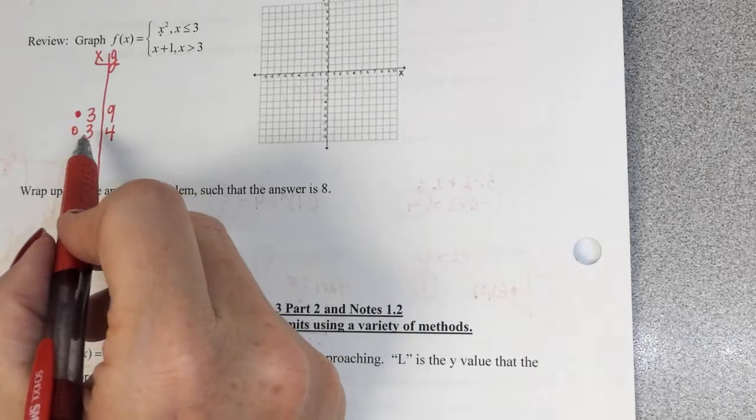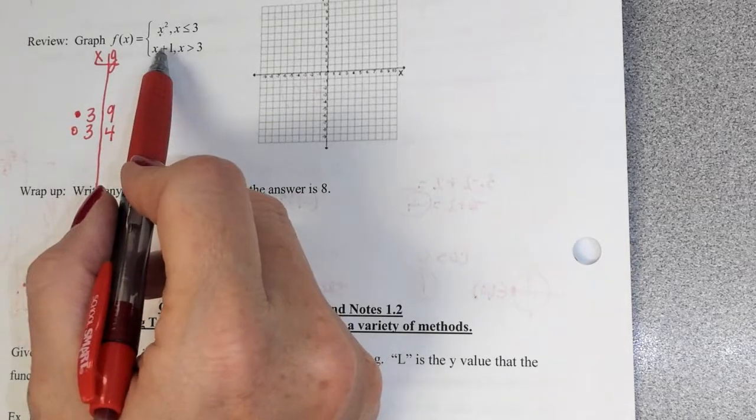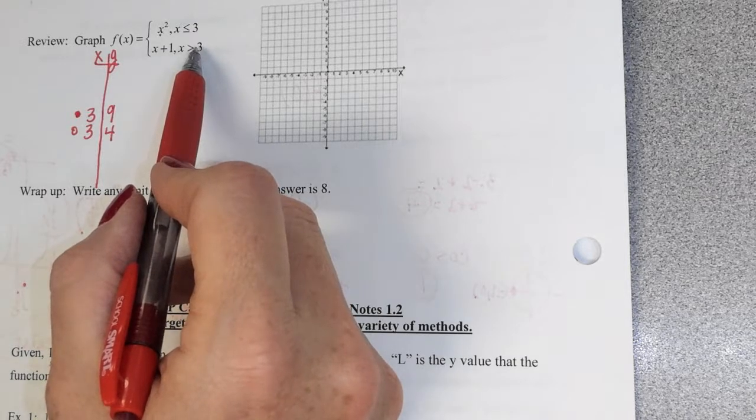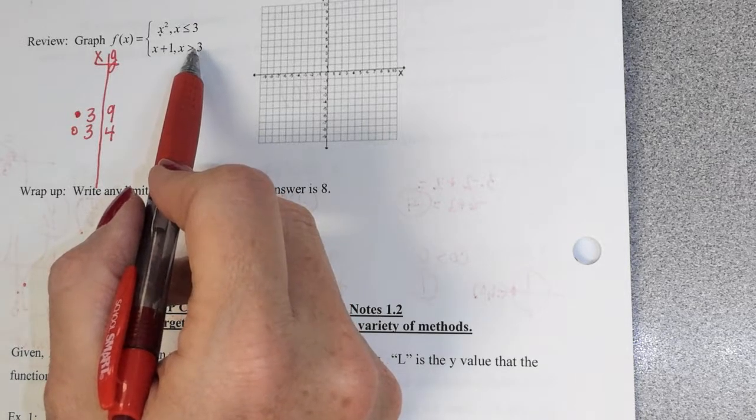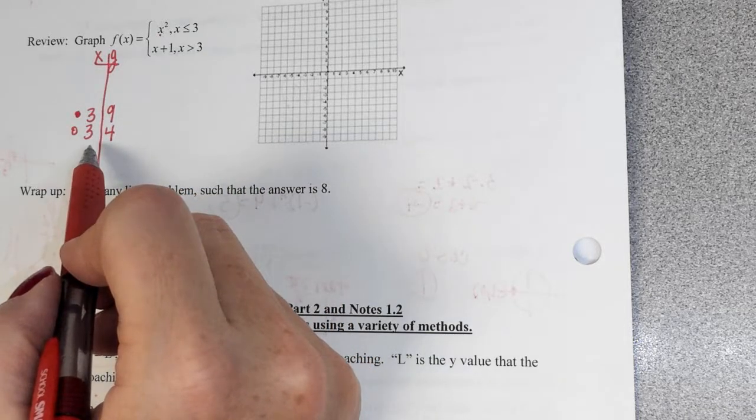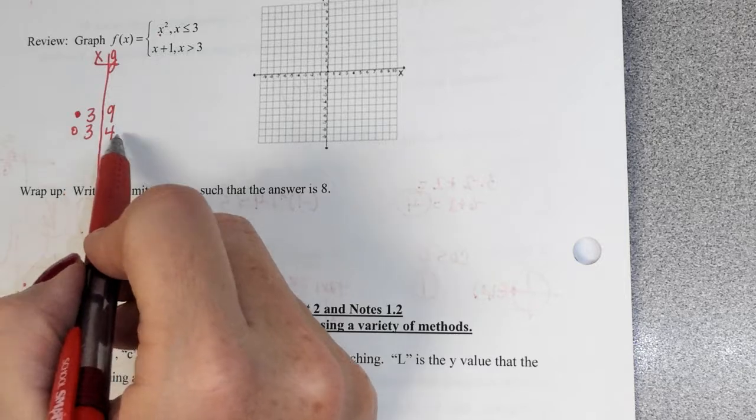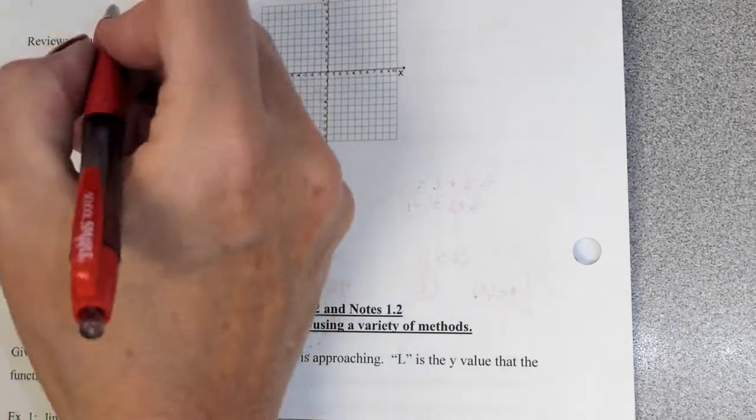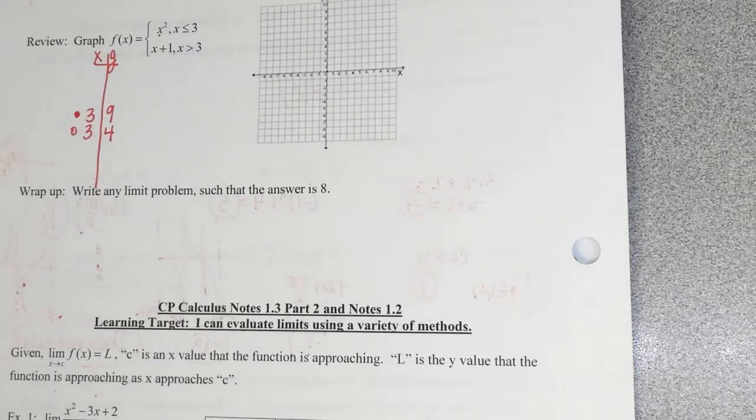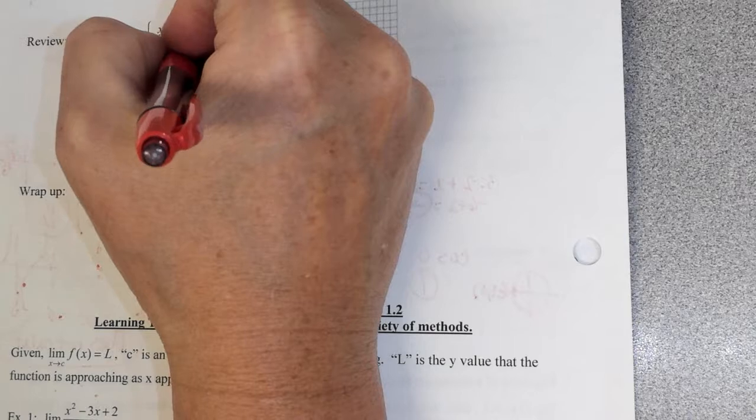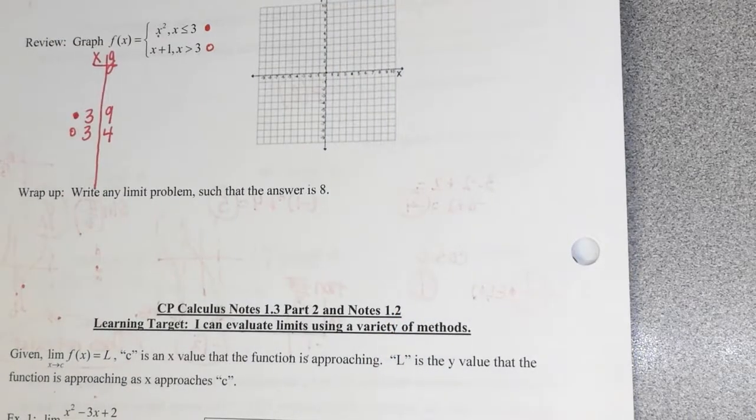A lot of people say, well, why are you putting 3 into the second one? Because 3 is not greater than 3. Well, what about 3.01? Is that greater than 3? Yeah, and I don't really want to have to check 3.01 and 3.02 and 3.03. So what I do is I just check this and I use an open dot. So, how do you know if it's closed or open? Because if it's equal to, it's going to be closed. And if it's just greater than, it's going to be open.